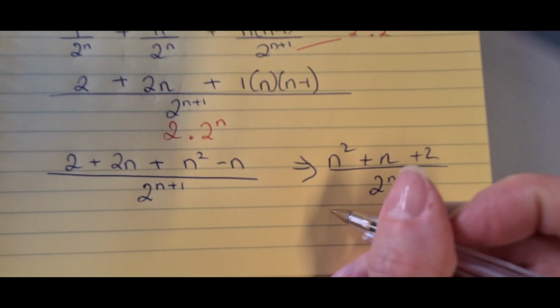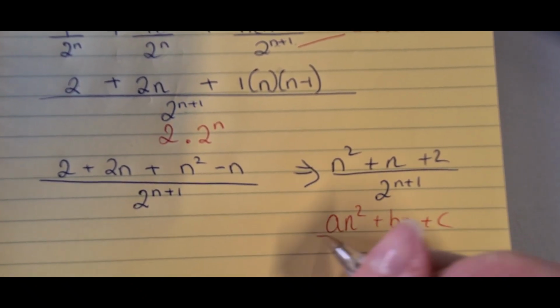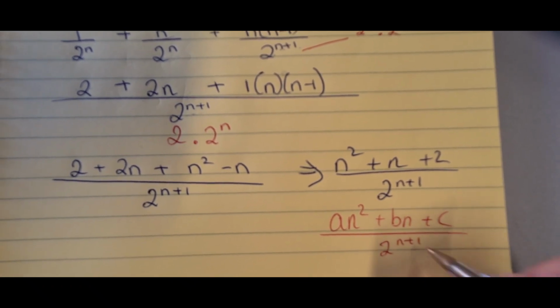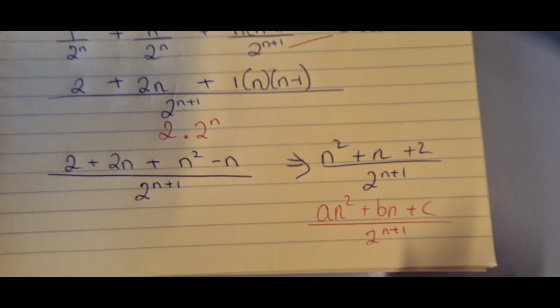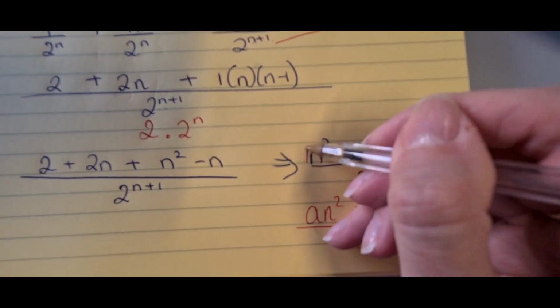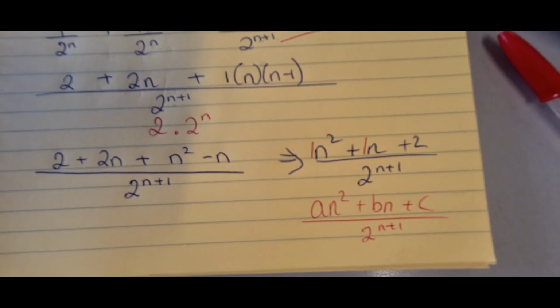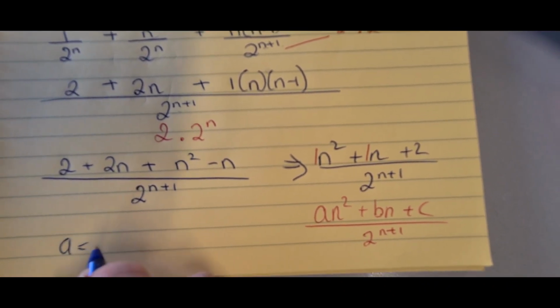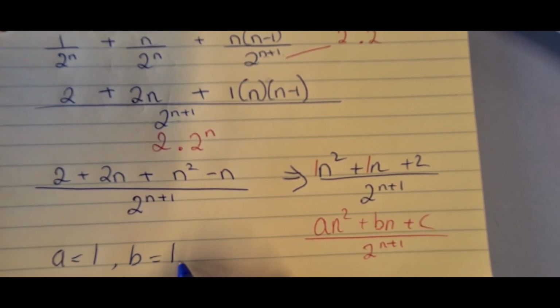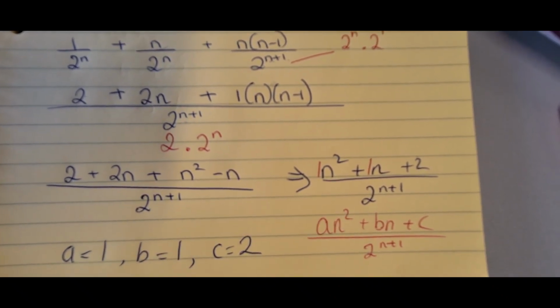So they wanted it to be in the format of an squared plus bn plus c all over 2 to the power of n plus 1. And the question had originally asked to find the values of a, b, and c. That means a must be 1, b must be 1, and c must be 2. Right, so a equals 1, b is equal to 1, and c must be equal to 2. Okay, and that's that one finished.